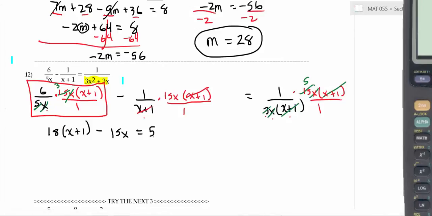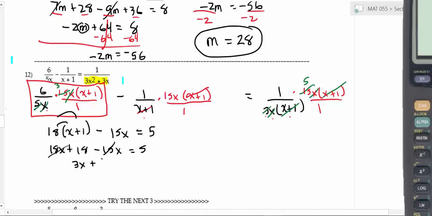Okay, does that make sense? Now it's very key on these problems. You got to write your step like that. You got to write it real clear so you can see what's going on in the problem. Okay, so now from here you would do a distributive property. That's 18x plus 18. Bring down the 15x equals 5. Combine your like terms. So 18x minus 15x is going to be 3x. Plus 18 is equal to 5.